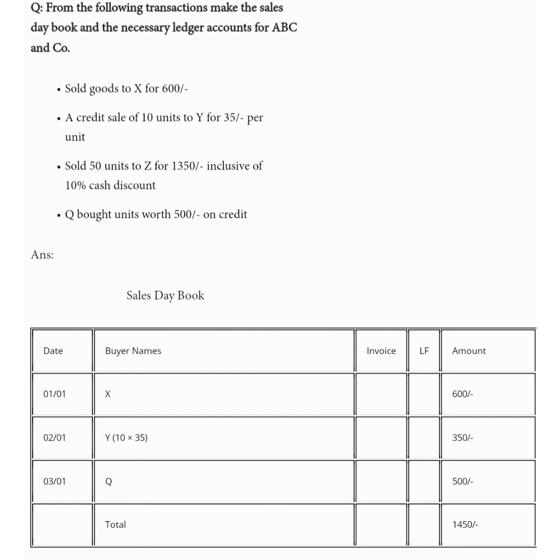While preparing the journal or subsidiary book, first we draw the format, then enter the date on which the transaction took place under the date column, then enter the name of the party. If there is any invoice number given in the problem, enter that invoice number under the invoice column, then enter the amount. Then after entering all the transactions, find out the total. The total amount is the total of the sales book.